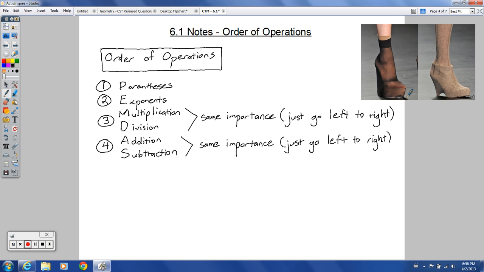If you're one of my students and I see you wearing something like this someday, I'm just going to shake my head and I will just say, you know what, I think you did your order of operations wrong this morning.